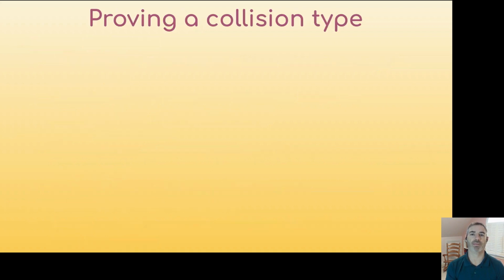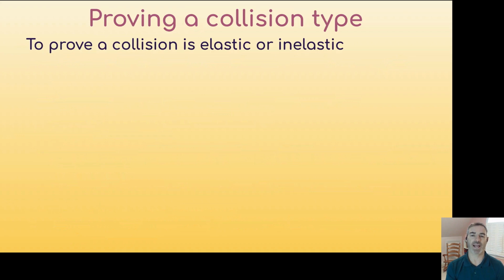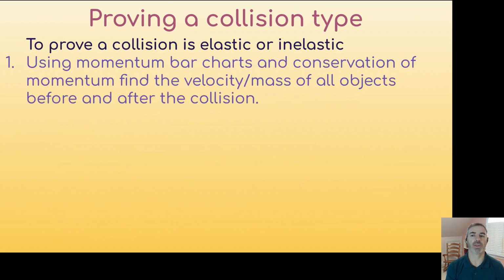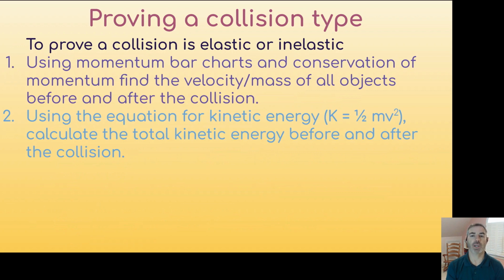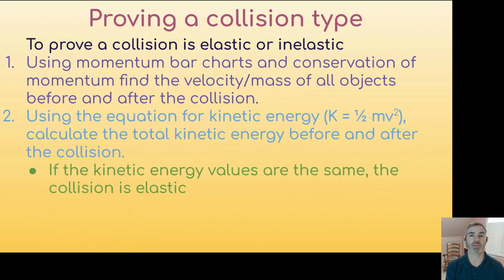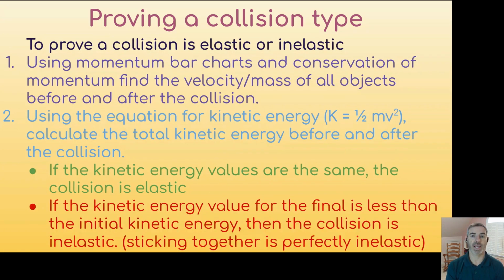So how do we prove if a collision is inelastic or elastic? Let's go through some steps. We're going to use a momentum bar chart to show that the momentum is conserved, and find the velocity or mass, whatever is missing from the situation before or after the collision. Then we use the kinetic energy equation, kinetic energy is 1/2 mv squared, to calculate the total kinetic energy before and after the collision. Then we compare those values. If they're equal, it's an elastic collision. If the initial is greater than the final, then it's an inelastic collision.